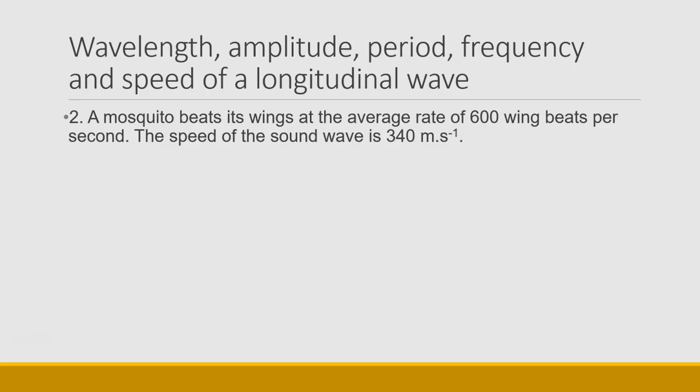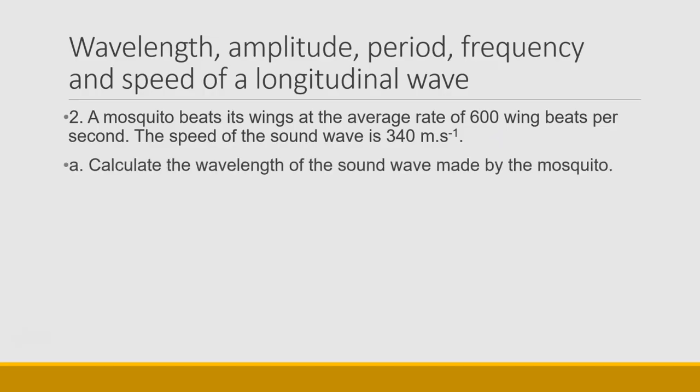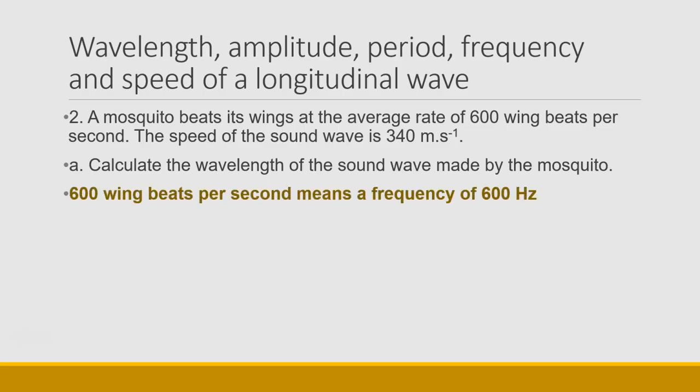The thing that is generating the sound is the movement of the wings, which are moving at a frequency of 600 beats per second. So the first question is to calculate the wavelength of the sound wave made by the mosquito by its wings. And like I said, we need to understand that this 600 actually represents a frequency of 600 hertz.